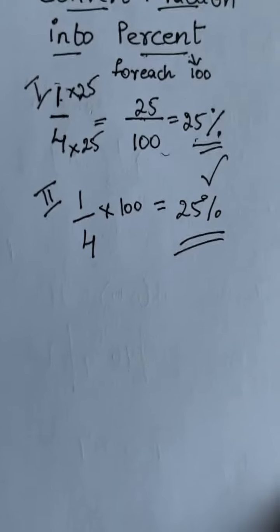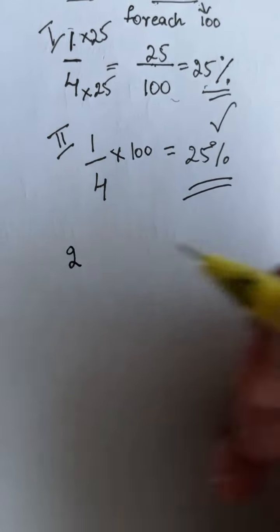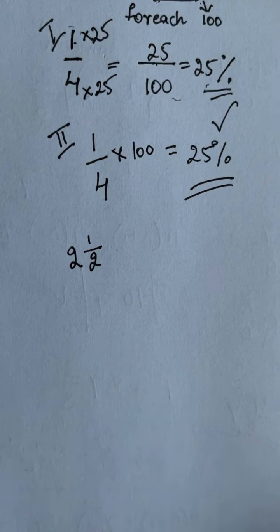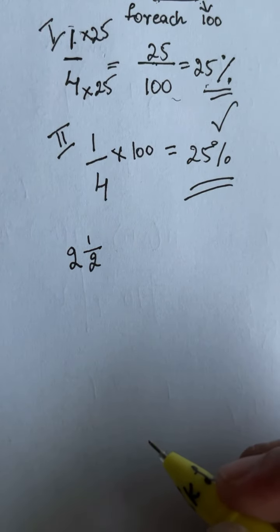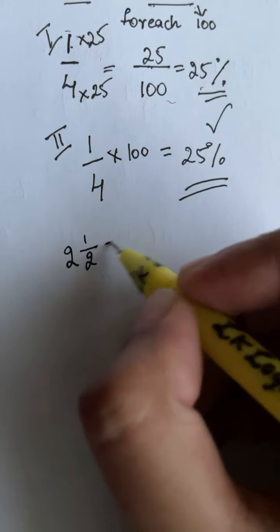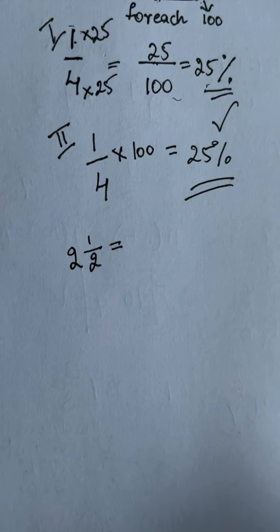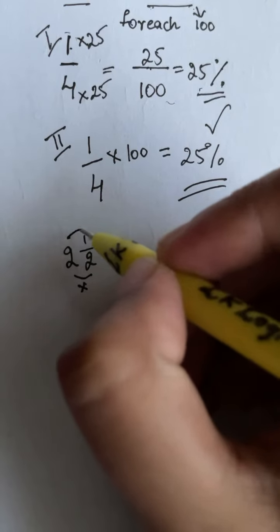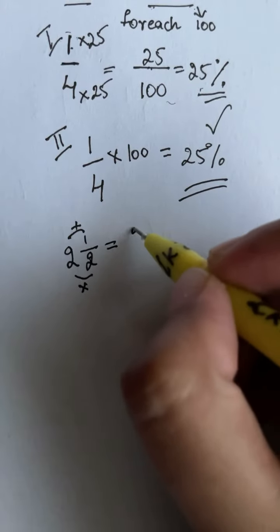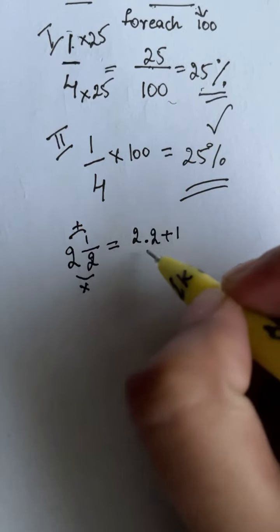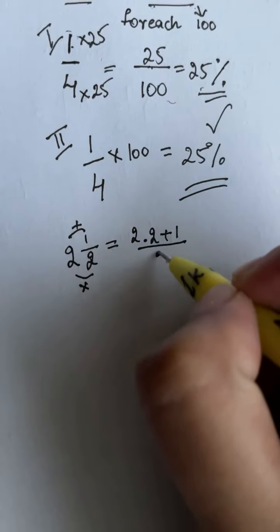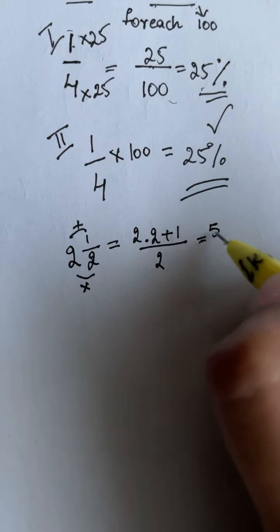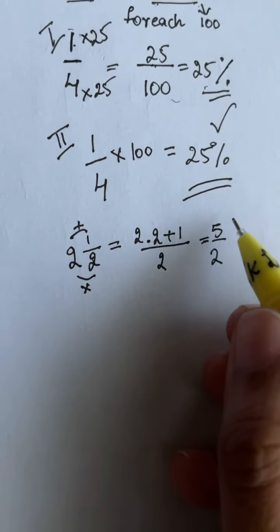Okay, now let's take another example. We have a mixed number, 2 1 over 2. How are we going to convert it to a percentage? We are going to convert this mixed number into an improper fraction. How do we do that? We multiply this first and then we add this. So 2 times 2 plus 1 over, the denominator remains the same every time, that's 2. 2 times 2 is 4, 4 plus 1 is 5. 5 over 2. So you have converted 2 1 over 2 into an improper fraction.